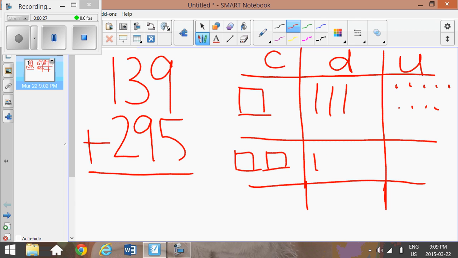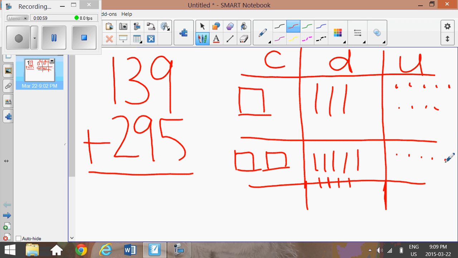So the first thing the students will do is take the two values and do a visual representation in the form of a diagram with base 10 blocks. So we've represented 139 on the top, 295 on the bottom. When we do place value, it's like our old strategy that we used when most of us were growing up, where we used to call it carrying or trading.